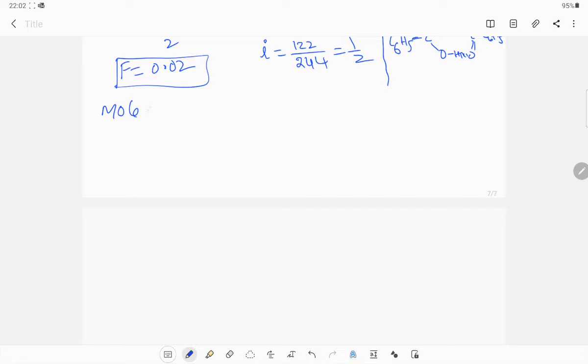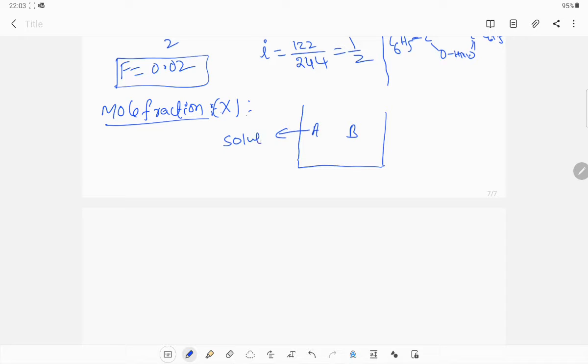Next concentration term is mole fraction. It is represented with X. See here, suppose in a container A and B, 2 components are there. Suppose component A is solute and the number of moles is Na. Component B comes under solvent and the number of moles equals NB. And one more thing you need to remember: the mole fractions of a solution always sum to unity.